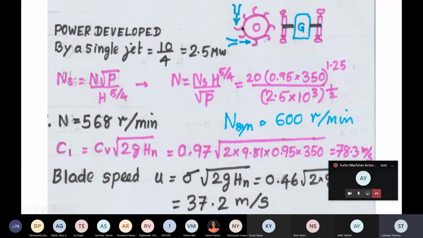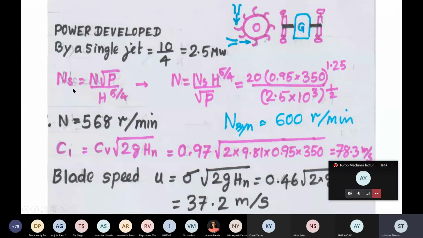Okay, and for each rotor, how many jets are there? Two are there. So totally 4. So the power developed by a single jet is 10 megawatt divided by 4. That should give you 2.5 megawatt. Then see, you are given the specific speed. So from that you can calculate the speed of rotation.